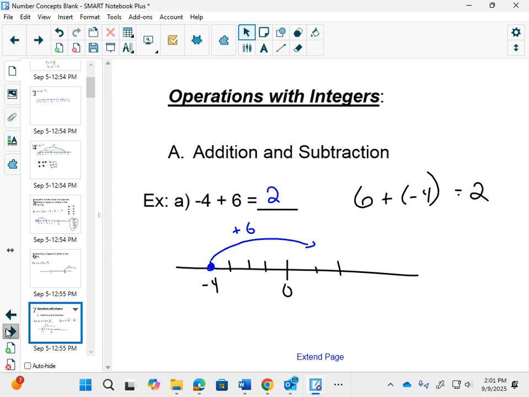I think you can probably tell that I like math. I just find all these little patterns that math does so fascinating. And it's fascinating that for me this one is harder than this one, even though it's the same thing. I can see it so much better if it's 6 plus negative 4 than if it's negative 4 plus 6.